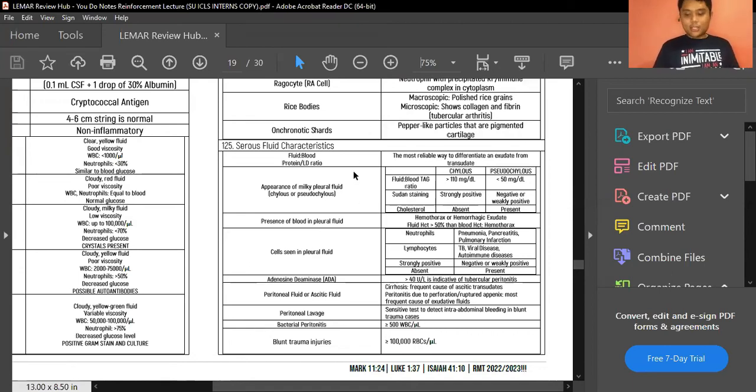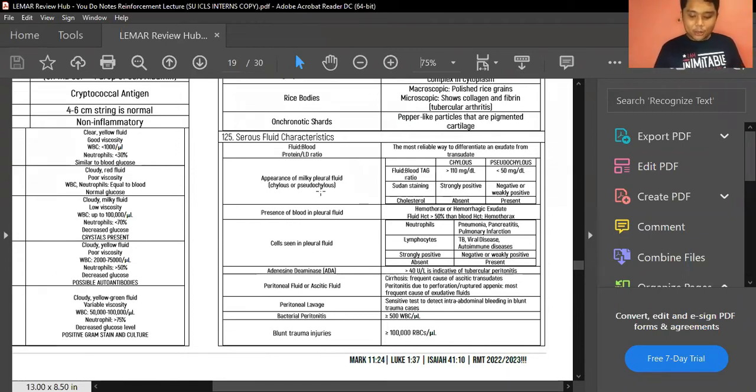Next, you have serous fluids. We discussed this also this morning for those who joined. Fluid to blood protein and LDH ratio is the most reliable or the best test to differentiate transudate from exudate. Okay, take note of that. Again, when we say transudate, there is a problem in pressures, so fluid leaks into the cavity because of differences in pressure. For exudate, there is vasodilation in the capillaries because of infection or inflammation, and fluids are released into the cavity. Okay, so take note, appearance of milky: chylous or pseudochylous.